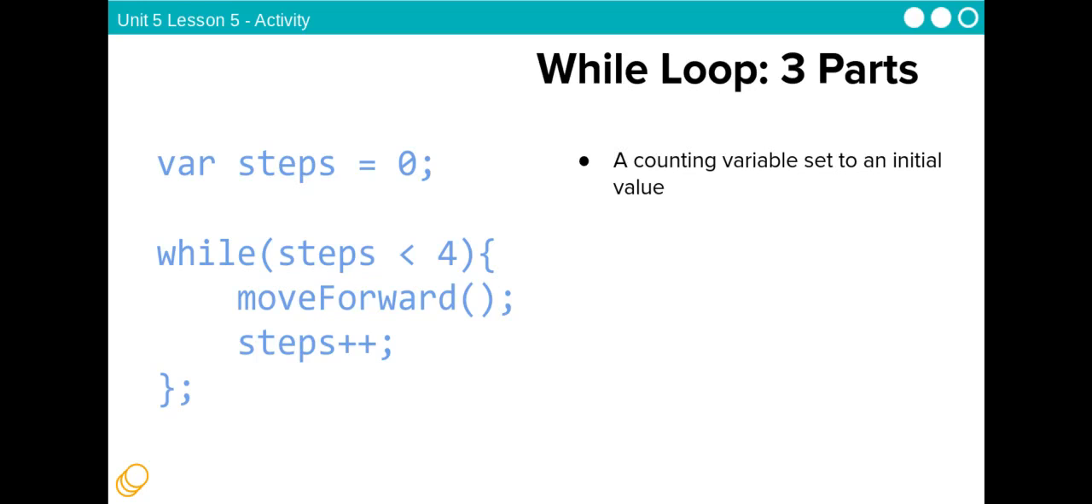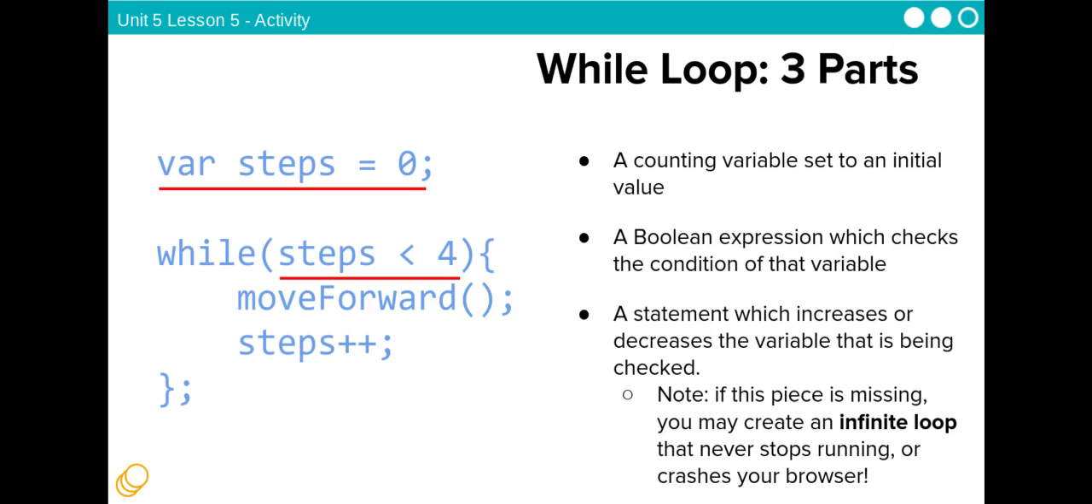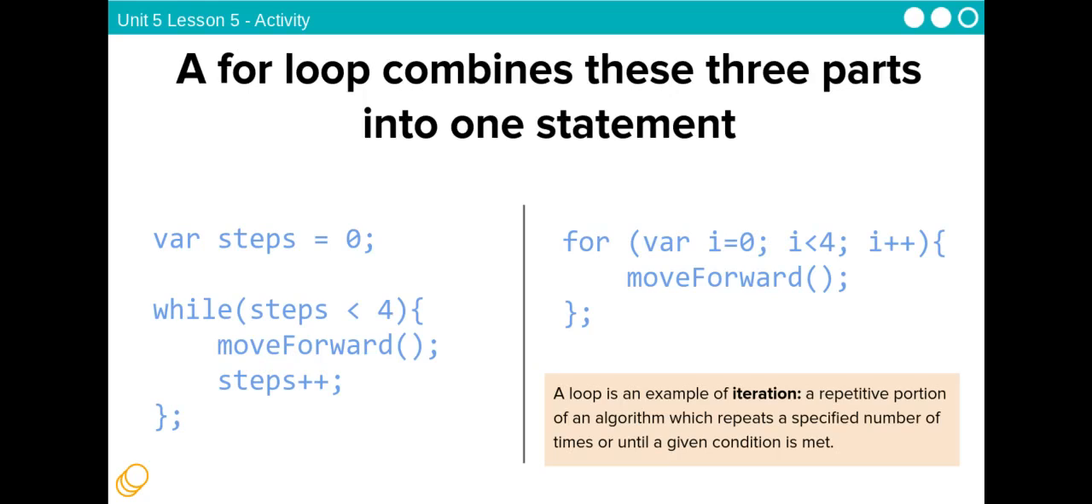A while loop has 3 distinct parts. A counting variable set to an initial value. A Boolean expression, which checks the condition of that variable. And lastly, a statement which increases or decreases the variable that is being checked. Without this last piece of code, you will create an infinite loop that may crash your browser. A for loop combines all 3 of these parts into one statement.